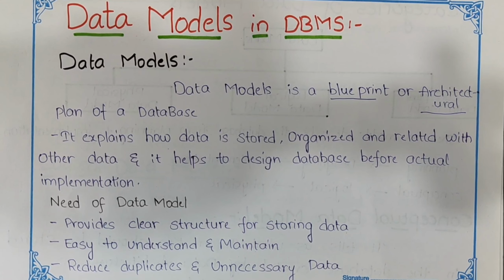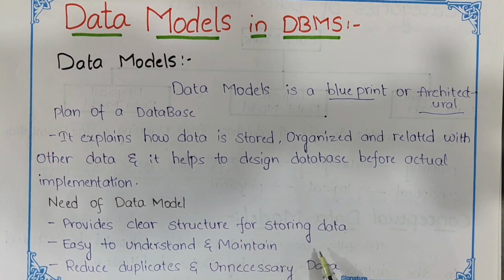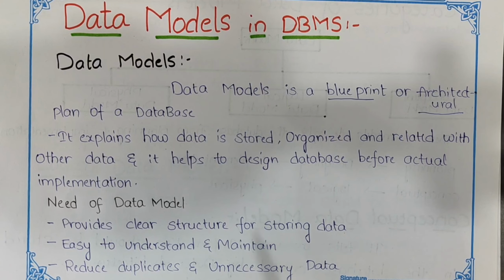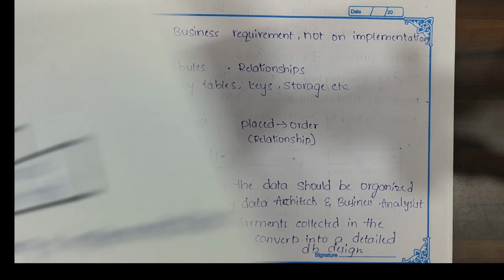There is a great need for this data model because it provides a clear structure for storing the data, it makes the database easy to understand and maintain, and it helps to reduce duplicates or unnecessary data. Because of this, almost every database is designed using data models before actual implementation. If there are any errors, they will be rectified beforehand. Let's go to the categories of this data model.